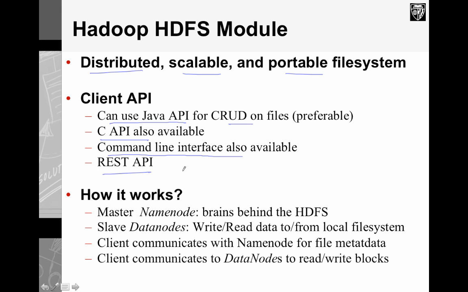How does it work? It works because there is something called the name node, which is the brains behind the HDFS, that is the master controller, that keeps track of where all the different files are, where all the different blocks are. There are things called data nodes, which are slave daemons. By the way, name node is a daemon. Data node is a slave daemon that is actually responsible for reading and writing data to the local file system. These are different blocks that need to be written to the local file system. The clients that want to create a file, delete a file, always communicate with the name node for metadata information, and then they communicate directly to the data nodes to read and write the data blocks.